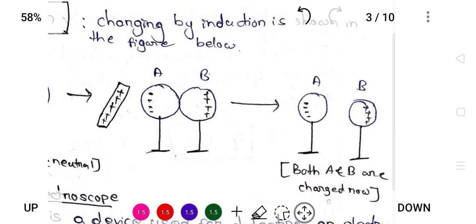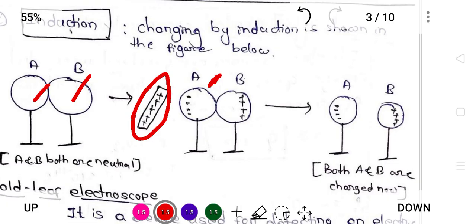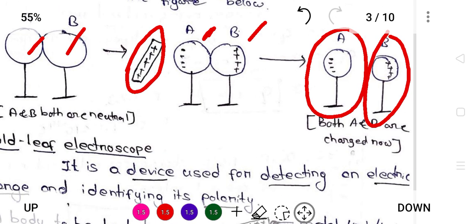Okay, carefully analyze this diagram once again. Here both are neutral, then I brought a positively charged rod. Now what is happening? There is charge separation. A negative charges are accumulated, B positive charges are accumulated. Now I just separate A and B, then A is getting negatively charged, B is getting positively charged, and hence both A and B are charged now.